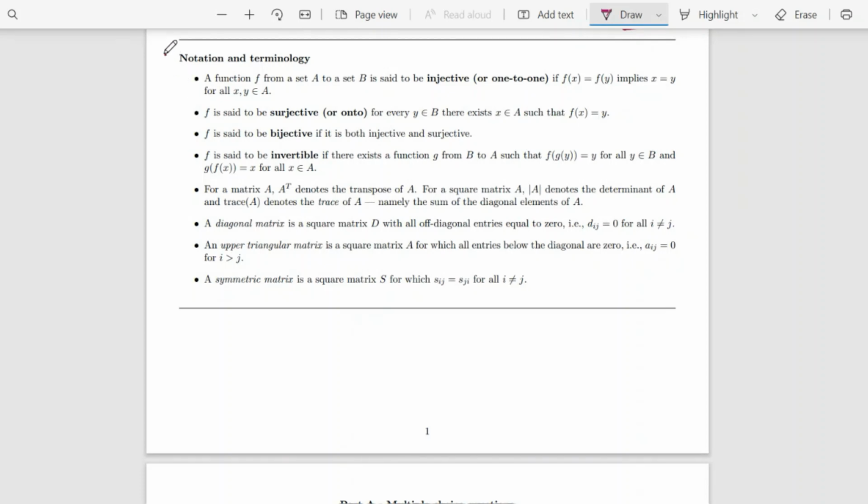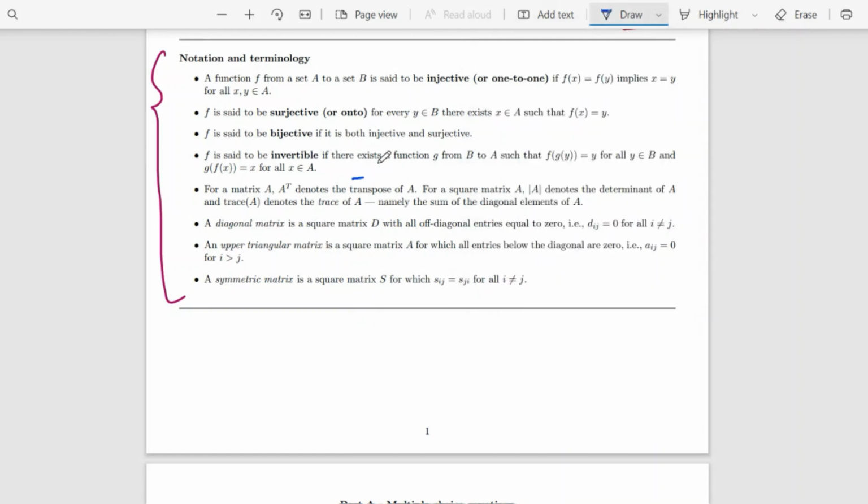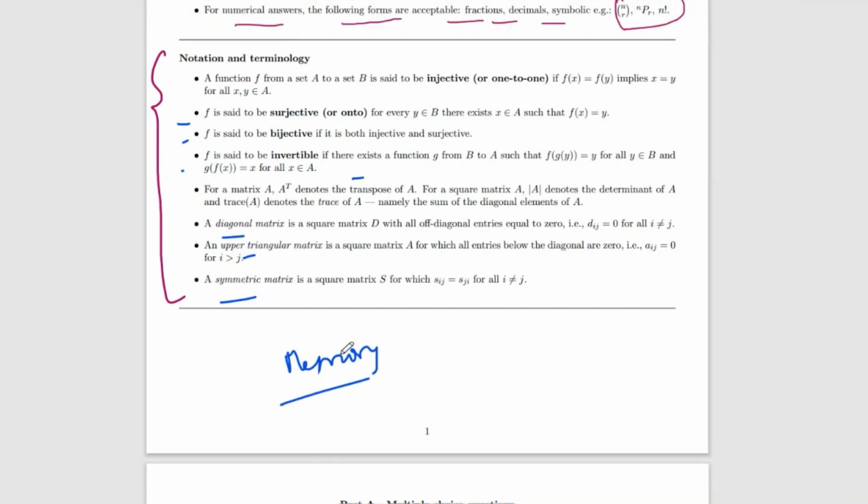In the beginning of the question paper, you generally find a lot of notation and terminology. These are some basic definitions and notations that may be useful to you, like definitions of surjective, bijective, and invertible, then symmetric matrix, upper triangular, diagonal matrix. The CMI paper is not about memory. It's not like you have to learn something and then solve the questions.